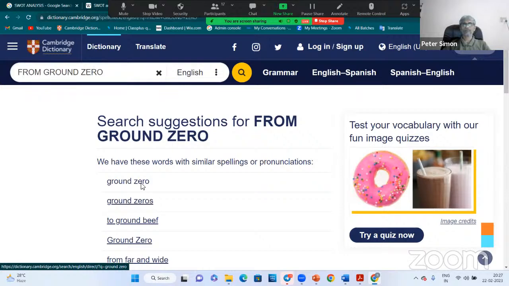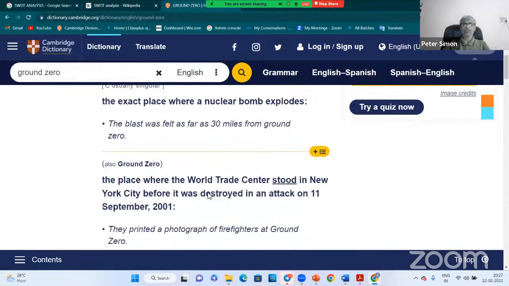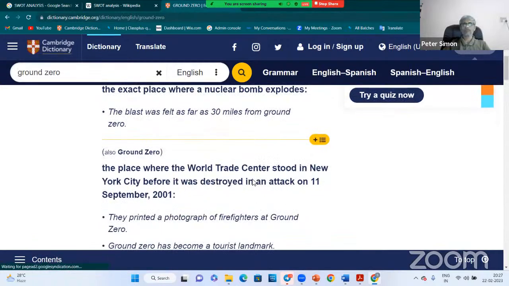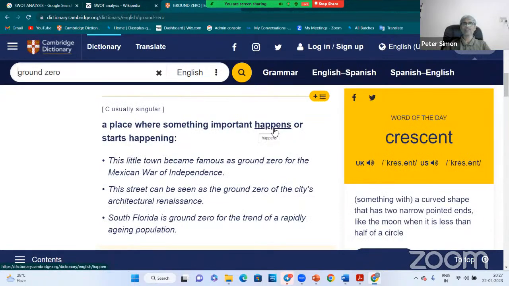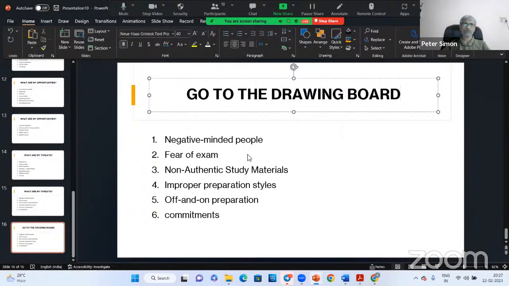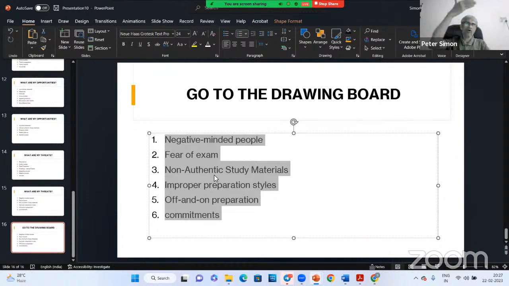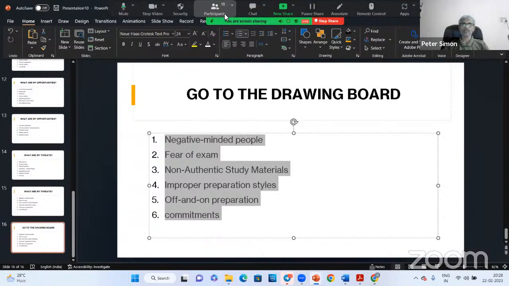What do you mean by ground zero? The exact place where a nuclear bomb explodes, the place where the World Trade Center stood and was destroyed, a place where something important happens or starts happening. So these are some phrases you can use. Now what you have to do is go to the drawing board and analyze all your problems. Write down everything. Let us make a fresh start.